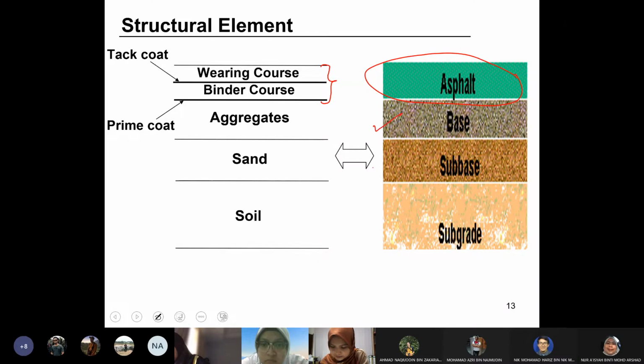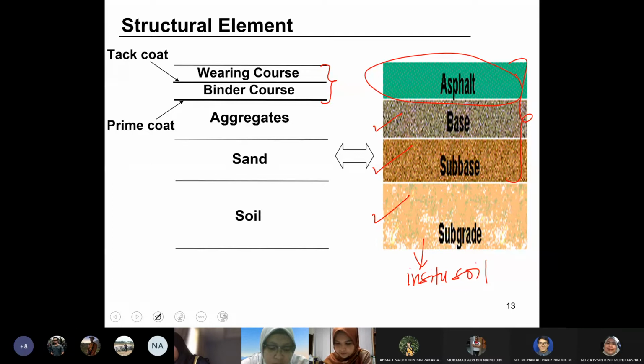Dia ada road base, dia ada subbase, dia ada subgrade. Okay, ketiga-tiga layer dekat atas ni mesti sufficient to protect our subgrade layer. Subgrade ni adalah in situ soil. Okay, tanah yang sedia ada di tempat tu.